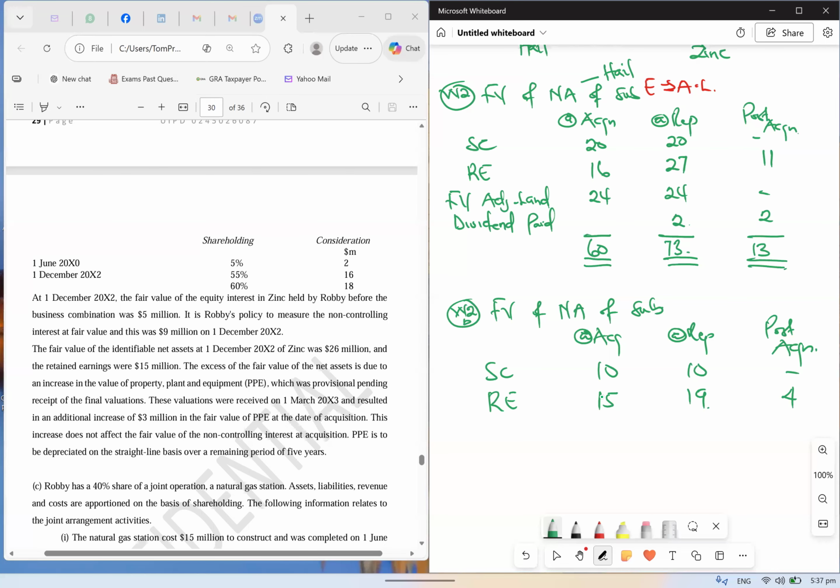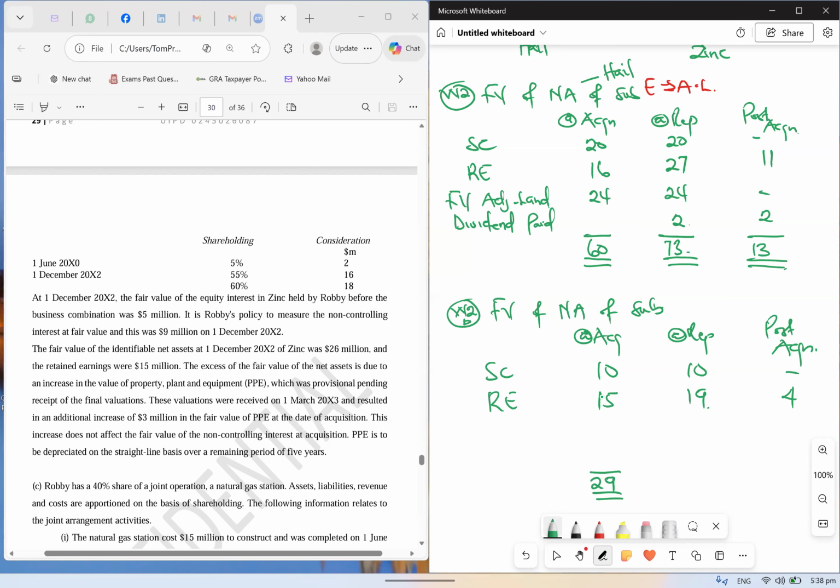But we were also given fair value of net assets at acquisition. This is the one they forgot to increase by 3. So it is 26 plus the 3, so you have 29. But listen carefully. They said that 29 doesn't affect the calculation of your NCI. It means that if the question tells you they use the proportionate method, you will do the NCI percentage on the 26, not on the 29. That's why they always add the statement, this increase does not affect the fair value of the non-controlling interest.